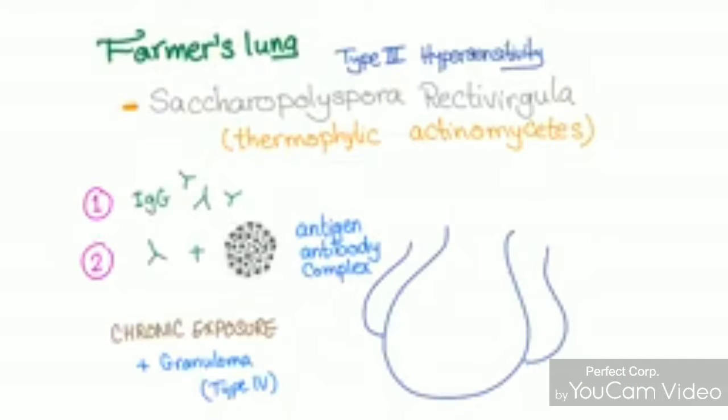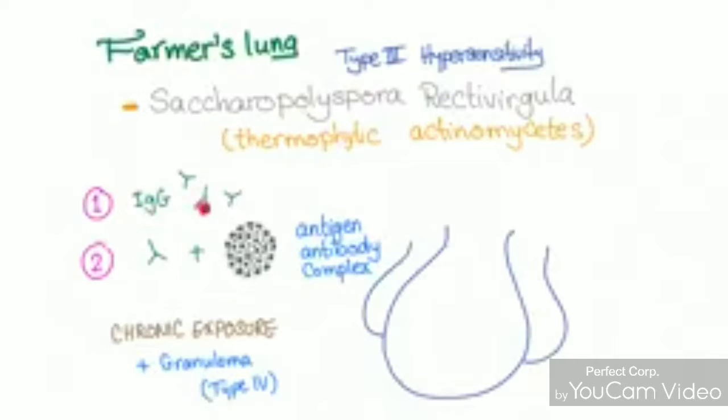Since we have talked about hypersensitivity pneumonitis, let's get more specific. Farmer's lung is a type 3 hypersensitivity reaction. The bacterium involved here is Saccharopolyspora rectivirgula, also known as Thermophilic actinomycetes. This is the farmer's name, or the historic name.